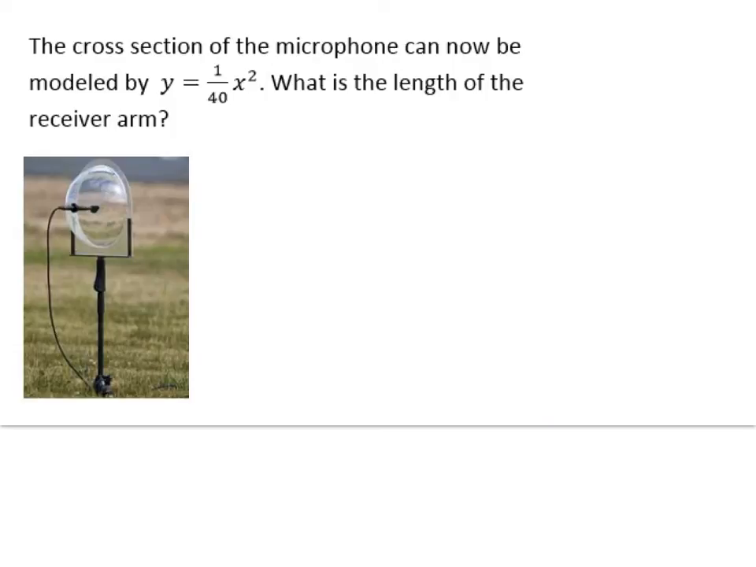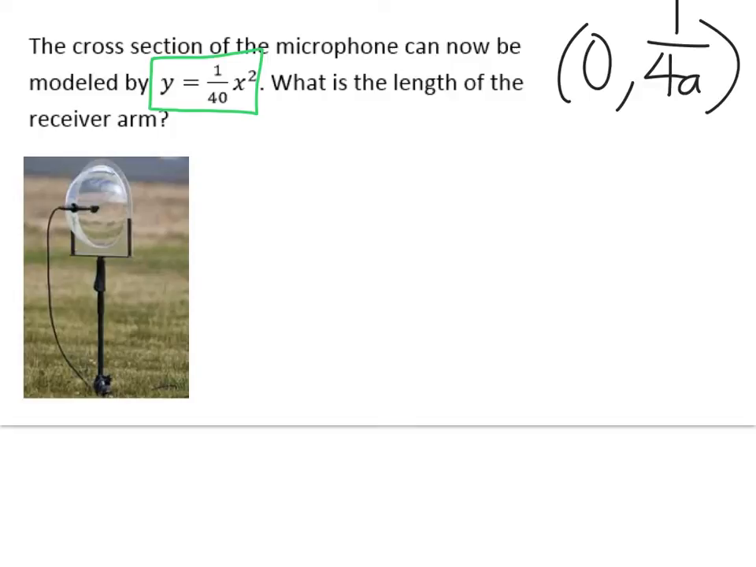This question is the same scenario that the last word problem was in, but the equation changed. Instead of the cross-section of the microphone being modeled as y equals 1 over 24th x squared, it's now 1 over 40th x squared. So we have to find the length of the receiver arm. Our first step is going to be to find the focus. You guys should have for sure memorized this coordinate already. So we're going to find out what the focus is and then figure out the distance from 0, 0 to our focus point.